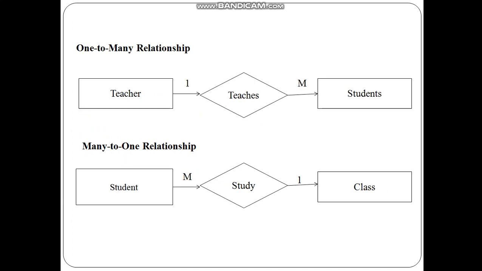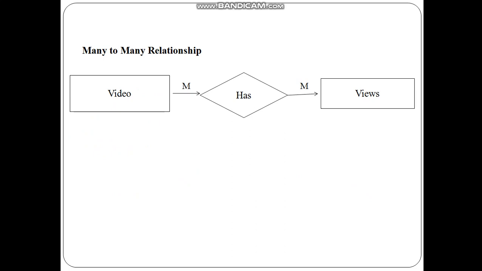Next is one-to-many relationship. That means a teacher can teach many students. This is how you can represent the one-to-many relationship. Many-to-one relationship means many students can study in one particular class. Let's say 100 students study in one particular class. Then many-to-many relationship. So many videos have many views. This is how the types of relationship work.